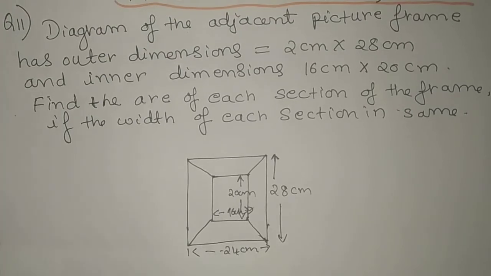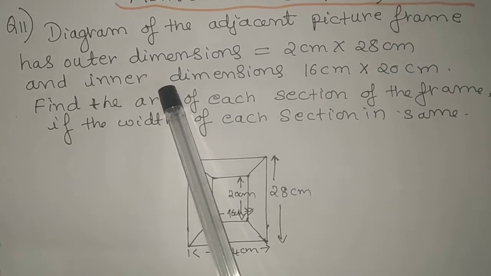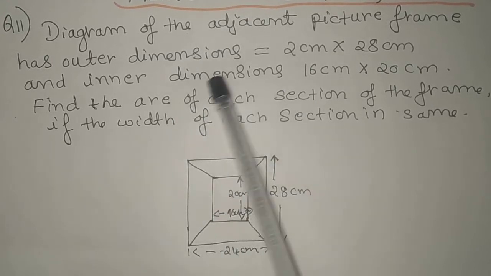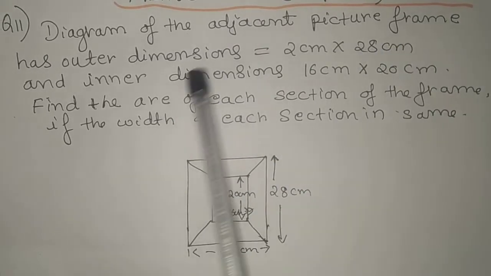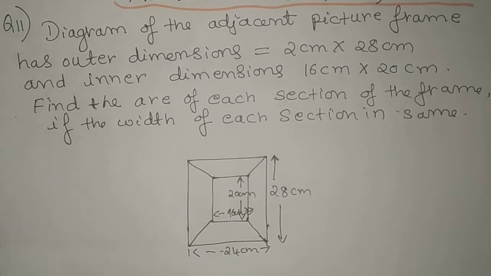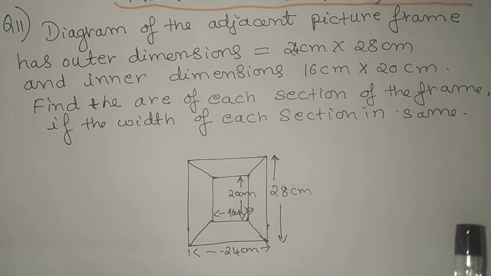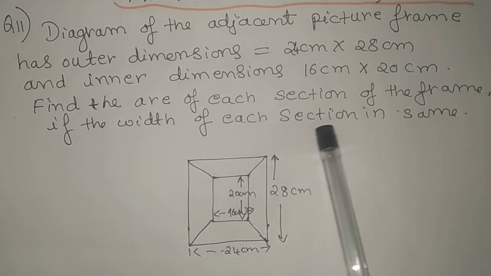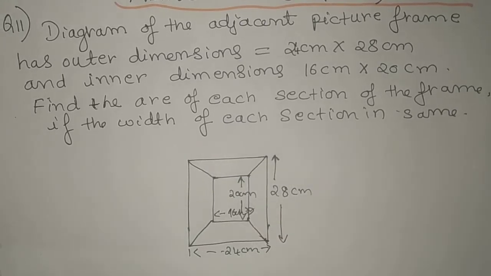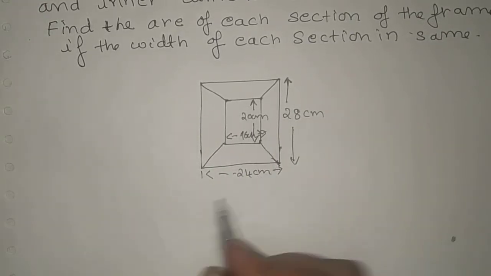So 11th problem, the diagram of the adjacent picture frame has outer dimension 24 into 28 centimeters, and the inner dimension is 16 into 20 centimeters. Find the area of each section of the frame if the width of each section is the same. So now we have to take the area. We have to take two separate frames here.